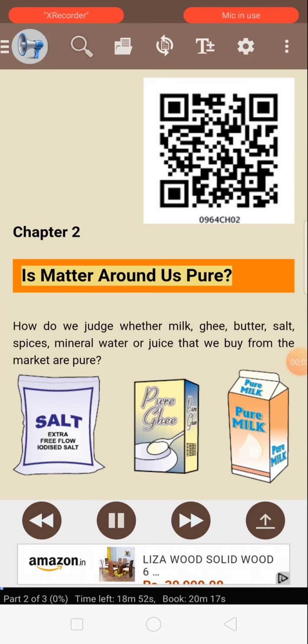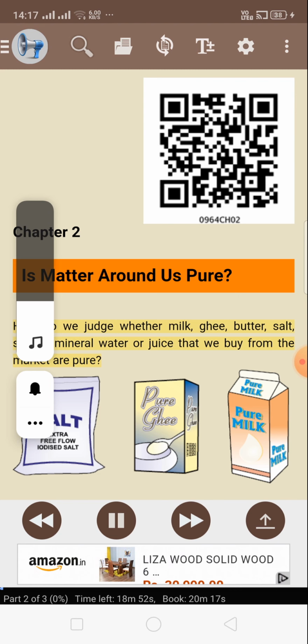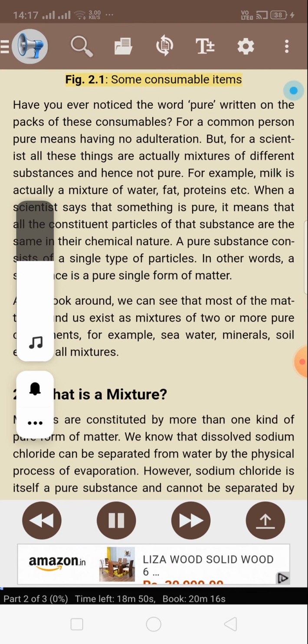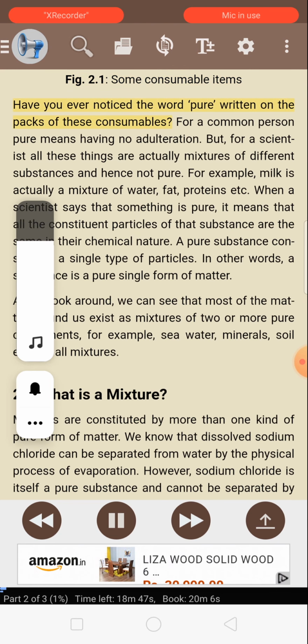2. Is matter around us pure? How do we judge whether milk, ghee, butter, salt, spices, mineral water, or juice that we buy from the market is pure? Figure 2.1. Some consumable items. Have you ever noticed the word pure written on the packs of these consumables?